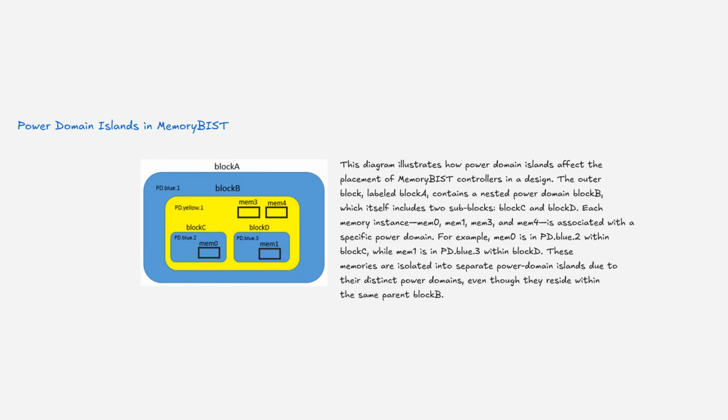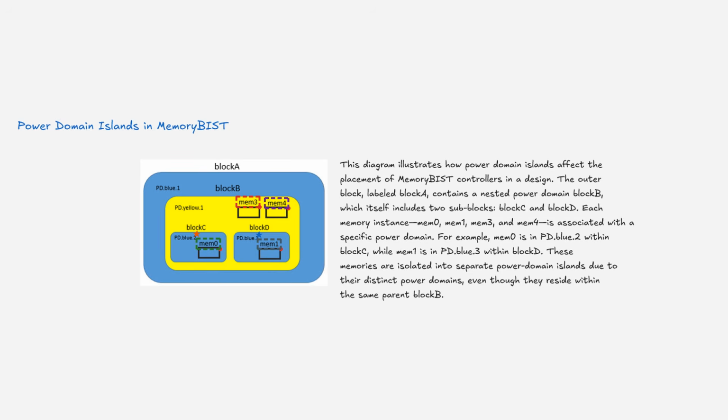This diagram illustrates how power domain islands affect the placement of MemoryBIST controllers in a design. The outer block, labeled Block A, contains a nested power domain Block B, which itself includes two subblocks, Block C and Block D. Each memory instance, Mem0, Mem1, Mem3, and Mem4, is associated with a specific power domain.